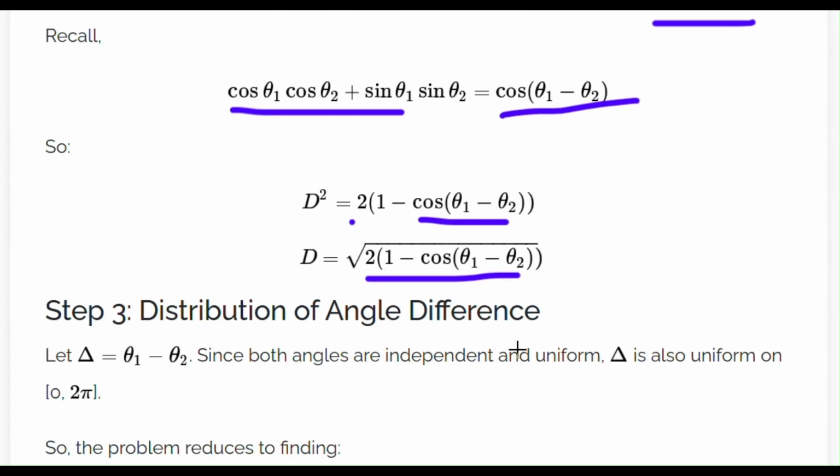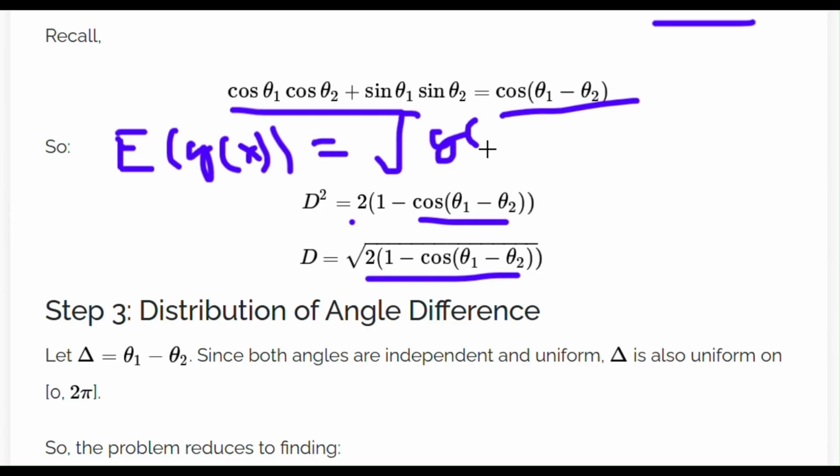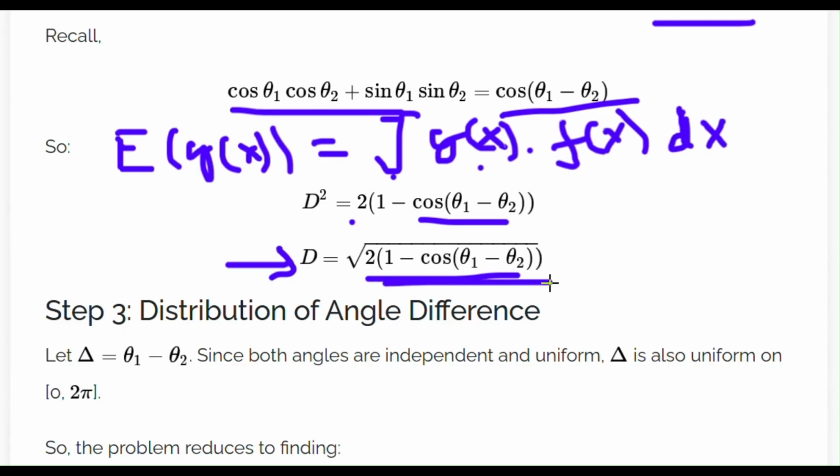Now, because we have to find the expected value of d, we know that the expected value of, let's say, a function g of x would be the integral of g of x times f of x, where f is the probability distribution function, times dx, integrated from minus infinity to infinity. So in this case, g would be the function which we have here. And f of x would be 1 over 2 pi, because this is a uniform distribution between 0 and 2 pi.